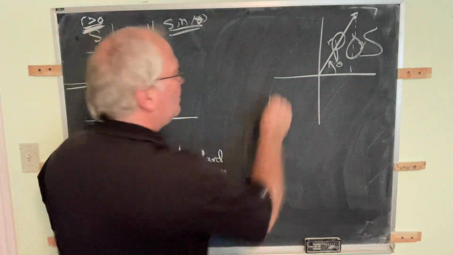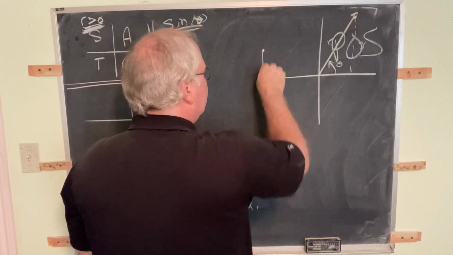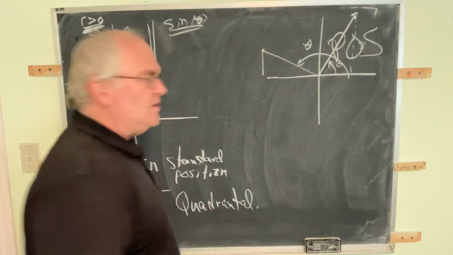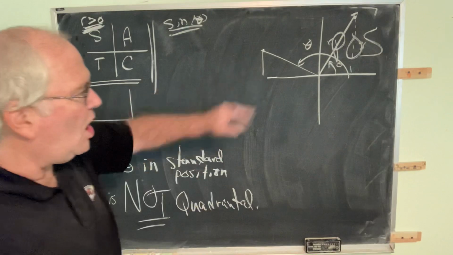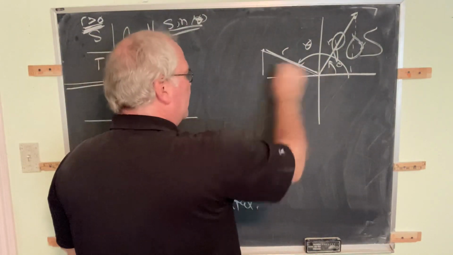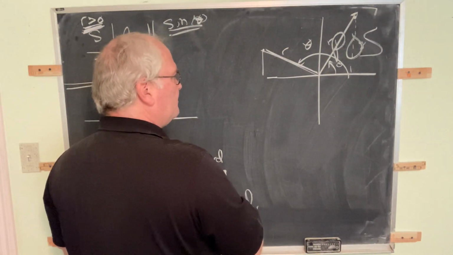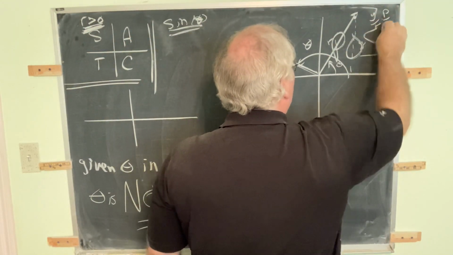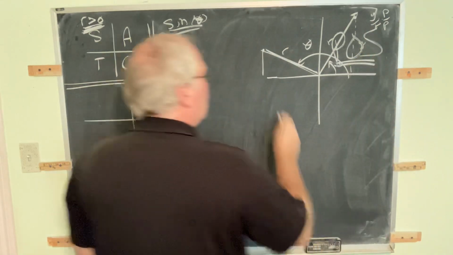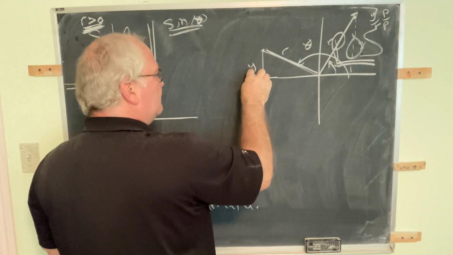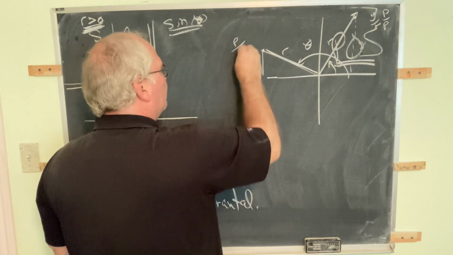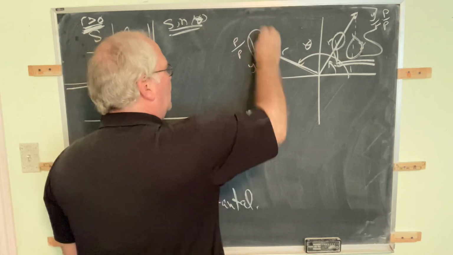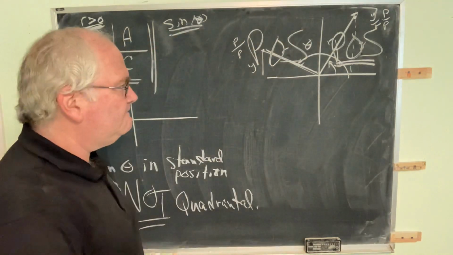All right? But what if you're in quadrant 2? What if this is the picture? What if this is theta? What if you're a quadrant 2 angle? Where is r? Well, r is here. R is always positive, right? But in quadrant 2, y is positive. We have positive over positive. And so in quadrant 2, positive y divided by positive r is a positive number.